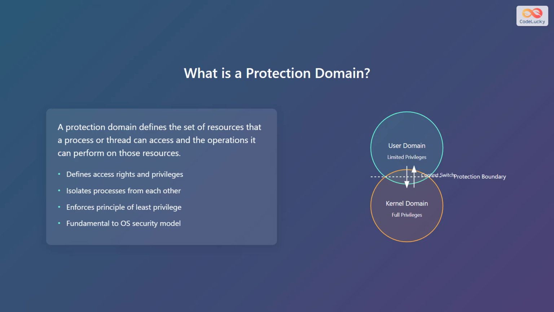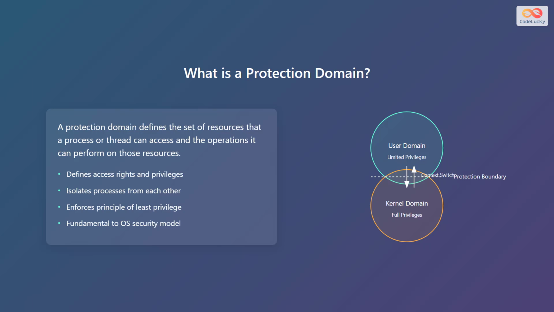Here are some key points about protection domains. First, they define access rights and privileges. A protection domain determines what level of access a process has to system resources. Second, they isolate processes from each other. By placing processes in separate protection domains, the operating system prevents them from interfering with one another.